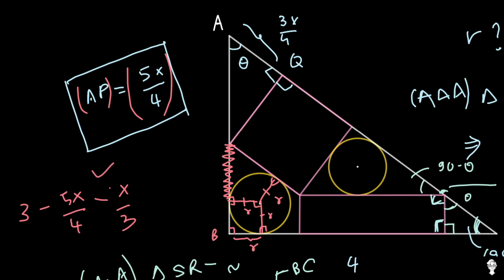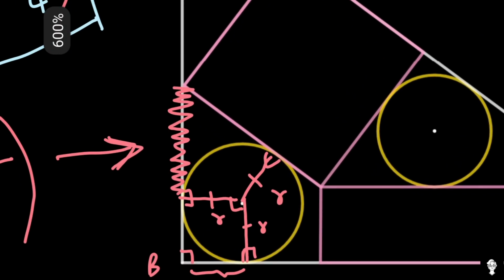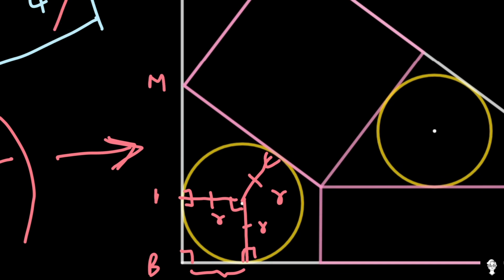So let us simplify this. It would be equal to 4 into 3, 12, 12 into 3 is 36, 36 minus 15 minus 4, that is going to be 19 times x, and this whole thing divided by 12. So this is the value for this particular line segment that I am going to mark very clearly over here. So this is the length from M to N.